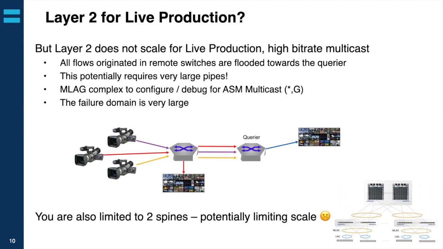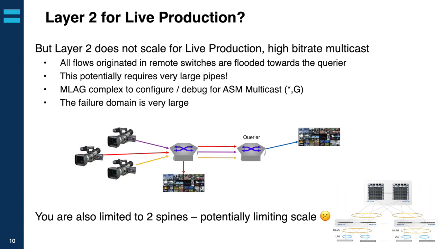Okay, so how about layer 2 for live production, for ST 2110, for large bandwidth flows? So unfortunately, layer 2 doesn't scale so well for live production. Live production has a lot of high bandwidths available. Imagine it's a bunch of 2 or 3 gigabit or 9 or 11 gigabit flows, depending what standards you're running in. Let me just describe where the problem comes from.